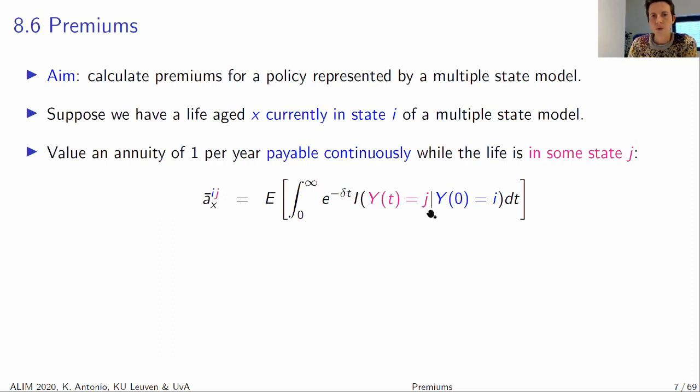So what do we have here? We're going to use an indicator function that is taking the value 1 if this condition is true and 0 otherwise. So whenever you are in state J at time t, the indicator will give us a value of 1. So that means that at that point in time t, there will be a payment, right?